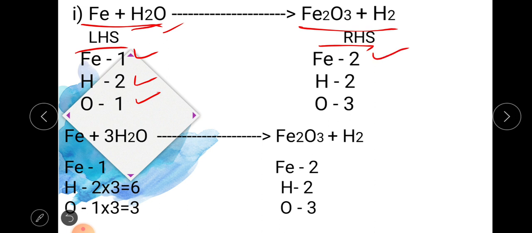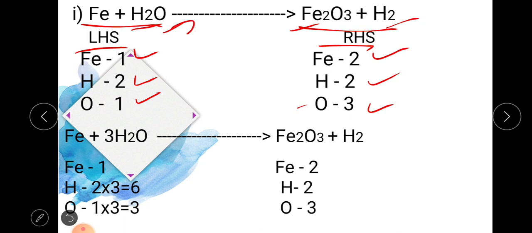Iron how many? 2. How many oxygen? 3. And how many hydrogen? 2. So the next step is to start balancing the equation with the maximum number. Which is the maximum number here? 3. So what to do for balancing?